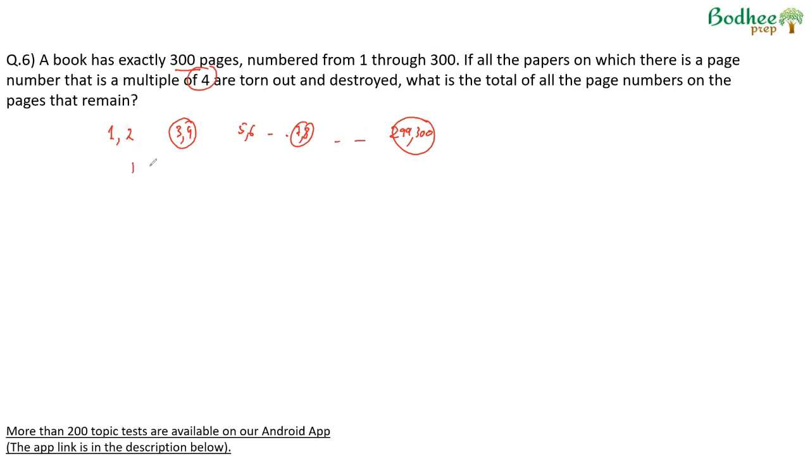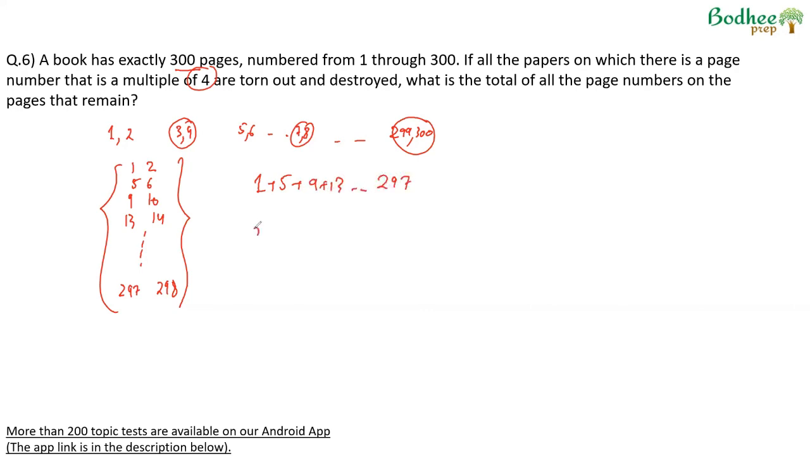So the pages that remain will be 1, 2, 5, 6, 7, 8 will go away, 9, 10, 11, 12, 13, 14, and so on. And this will go up to 297, 298. As you can see, there are two different arithmetic progressions with a difference of 4. 1 plus 5 plus 9 plus 13 up to 297. 2 plus 6 plus 10 plus 14 up to 298.